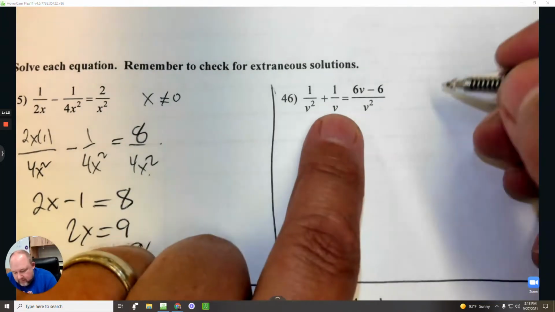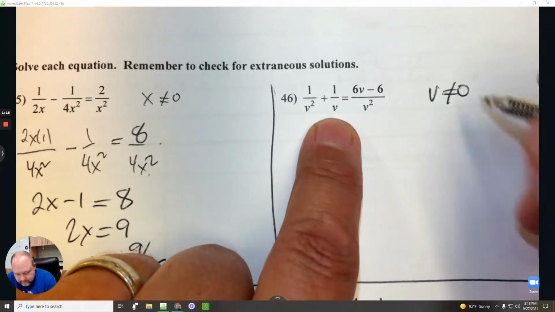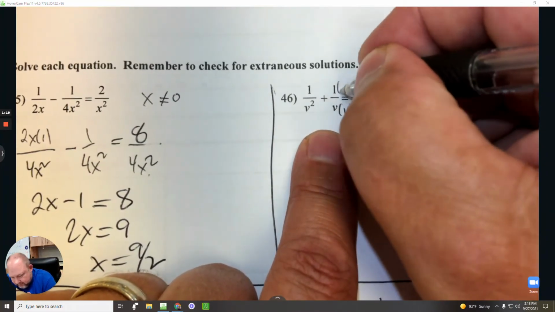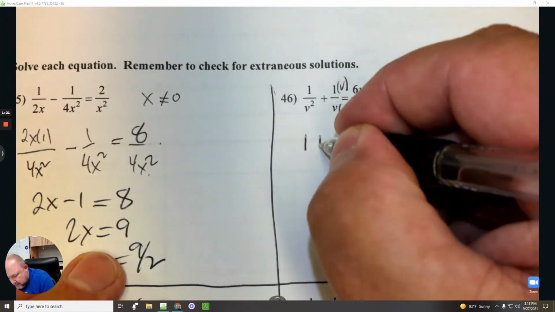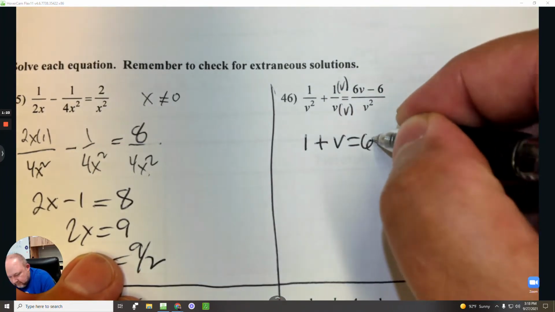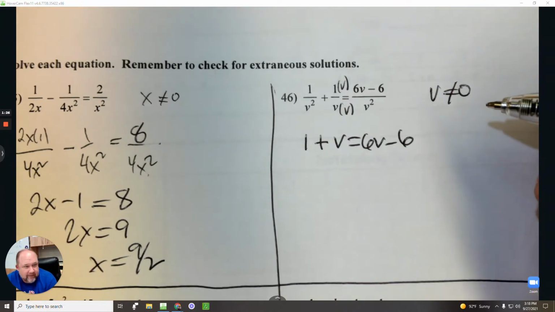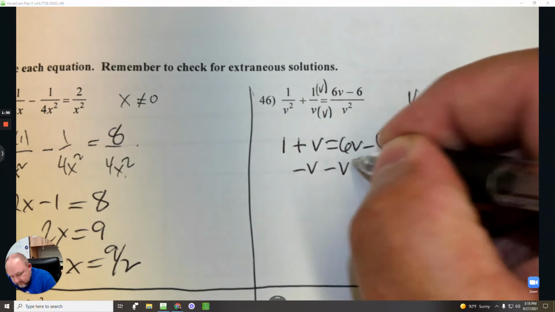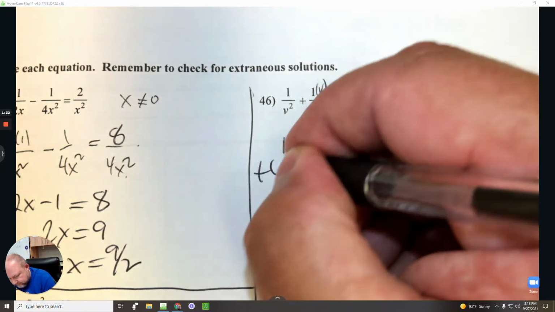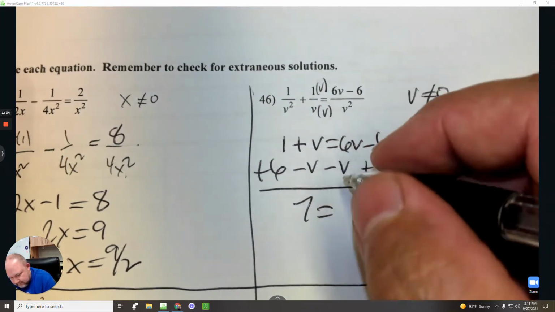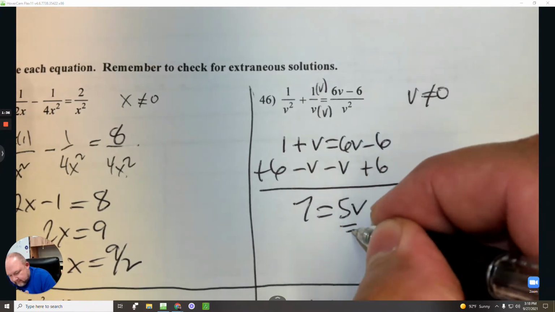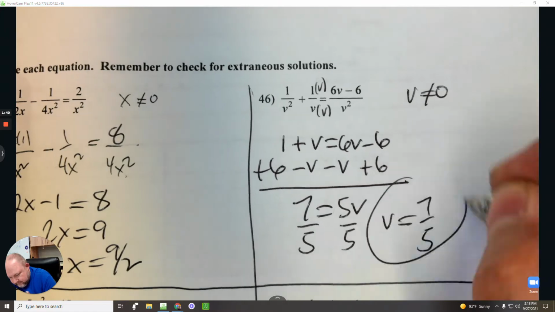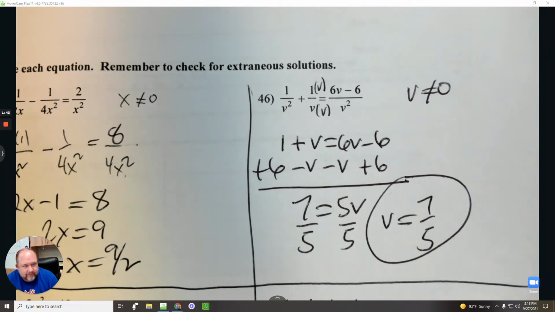All right. What can v not equal? Make the denominators the same. So we need to multiply this times v. So I end up with 1 plus v is equal to 6v take away 6, and then solve it. Combine like terms. And then divide. And you have your answer.